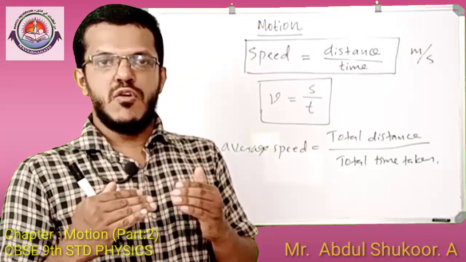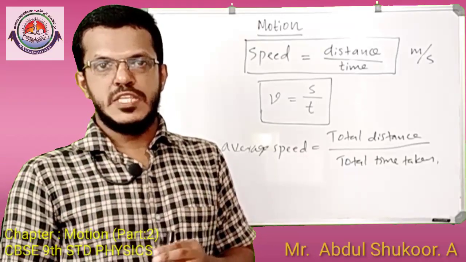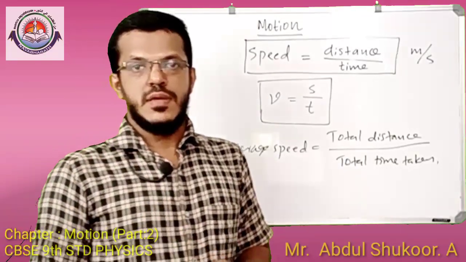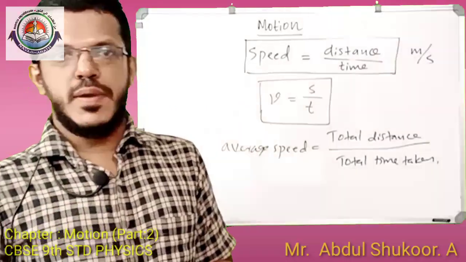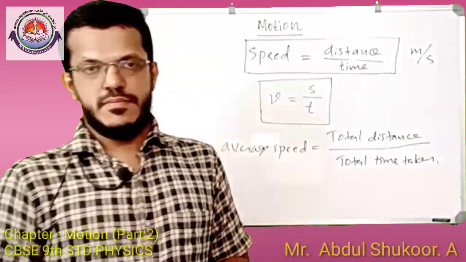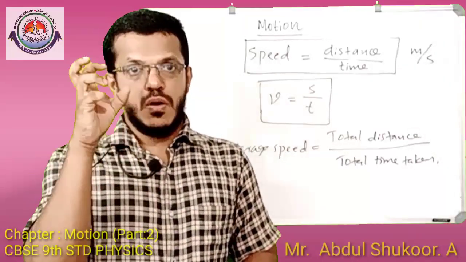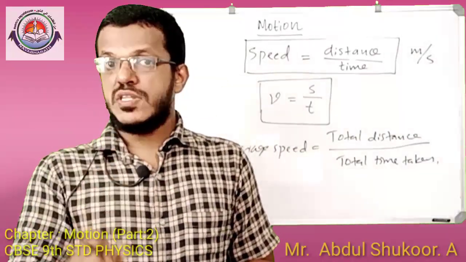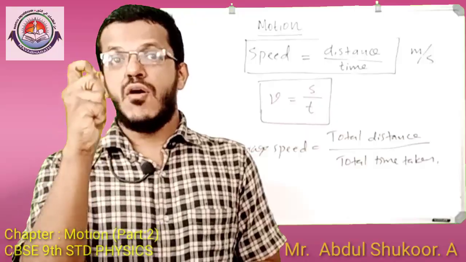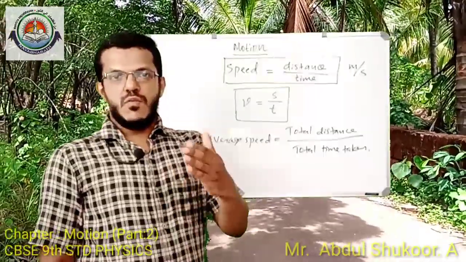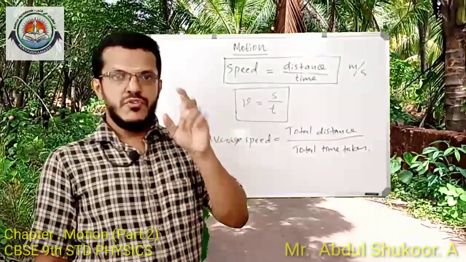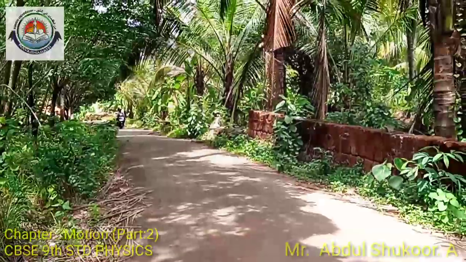How can we find out the speed of a vehicle, the speed of an automobile? That is using an odometer or speedometer. By observing the speedometer or odometer, we can find out the speed of an automobile or vehicle. Let's watch another video regarding uniform speed and non-uniform speed.